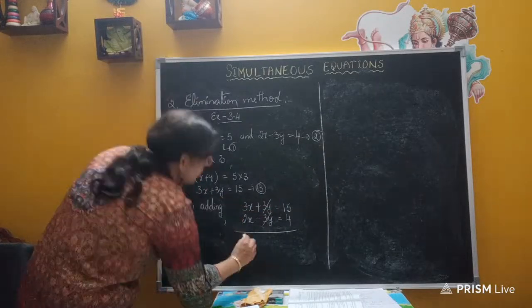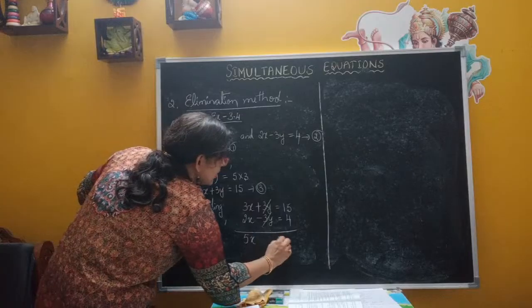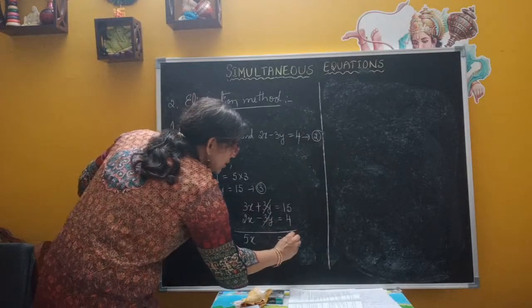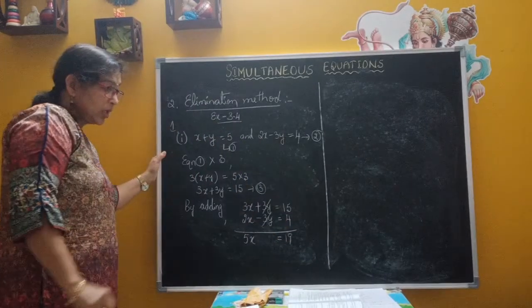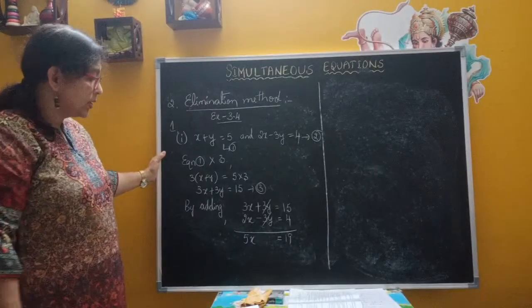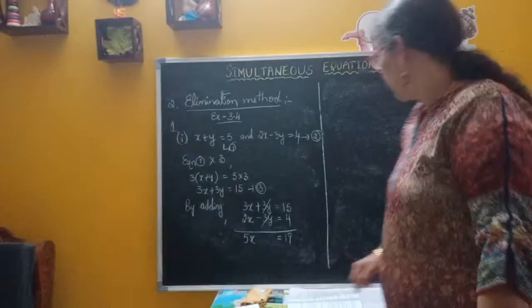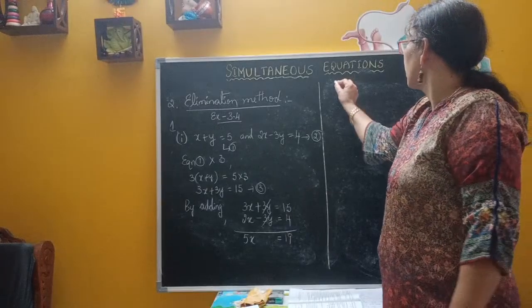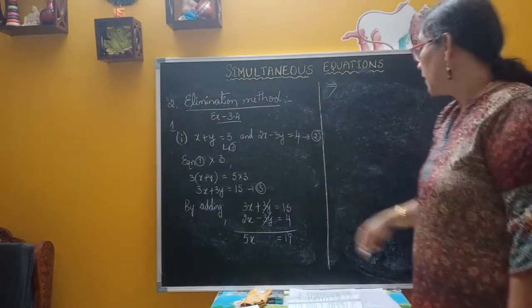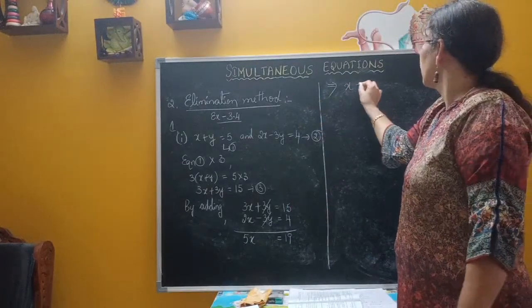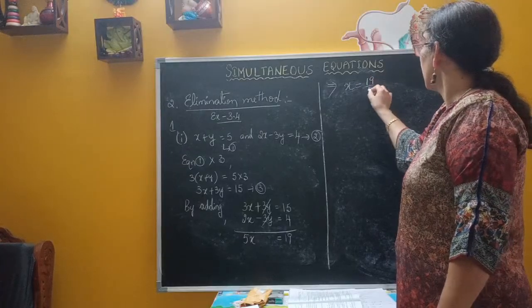Here 3 plus 2, 5x is equal to 15 plus 4, how much? 19. Okay, 5x is equal to 19. So what is the value of x? 19 by 5. So we get x value 19 by 5.